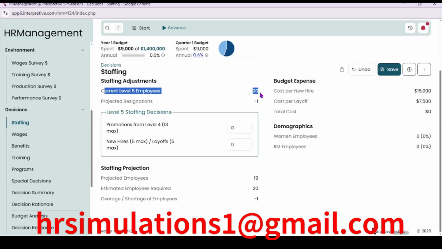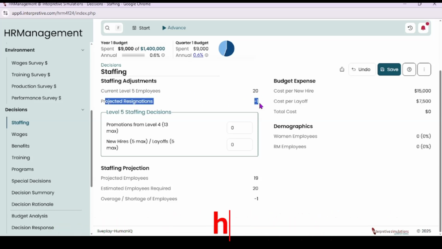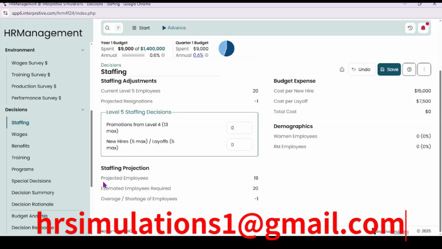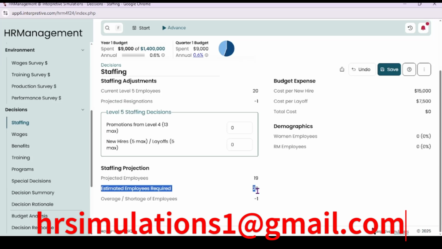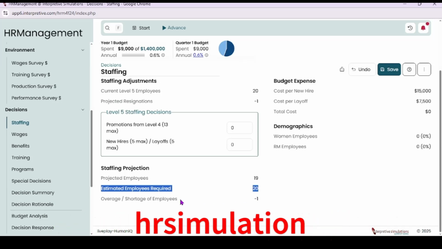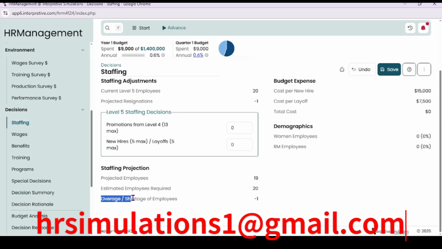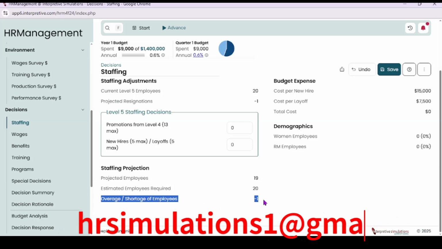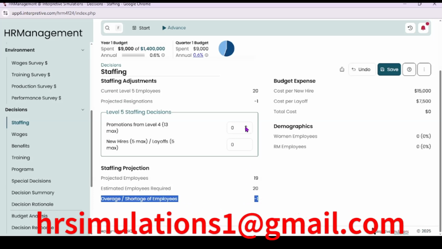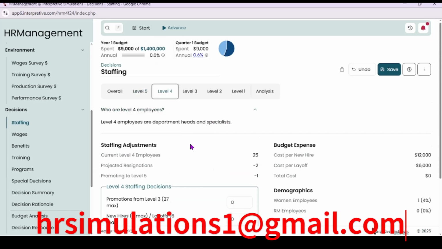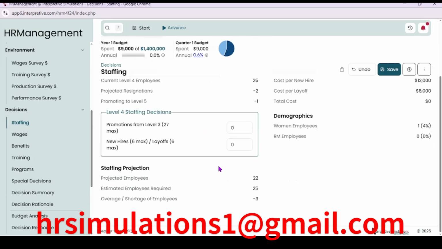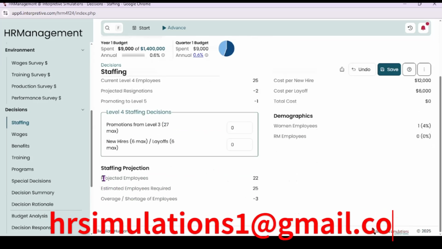And also for level 5, I can see that current level 5 employees is 20, projected resignations is 1. So how many workers do we need? Projected employees is 19, estimated employees required is 20. So this means that we need 20 workers in this year, in this level, and we have a shortage of 1. So we're just going to hire 1 worker so that we can have the projected employees as 20 and the estimated one as 20.